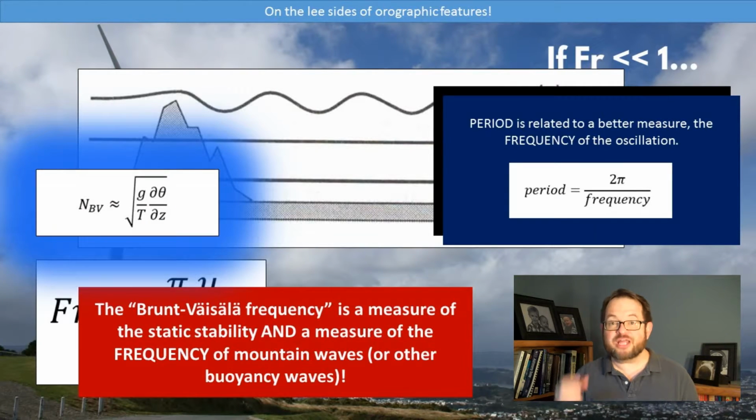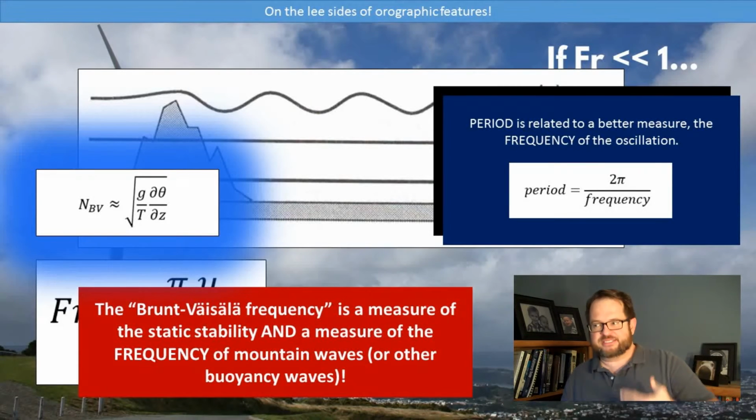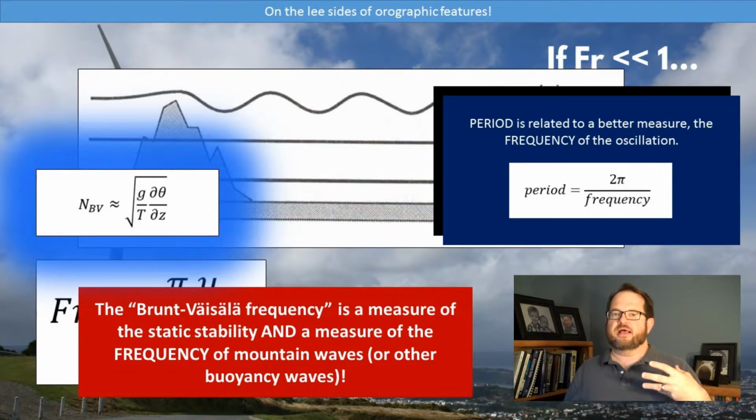Yeah, that's what the Brunt-Väisälä frequency is. The Brunt-Väisälä frequency is the frequency of these waves that are created in this statically stable environment on the lee side of the mountains. So Brunt-Väisälä frequency kind of plays two roles. It's both the stability of the atmosphere, and it is a measure of the frequency of the waves that will be produced in that stable atmosphere.